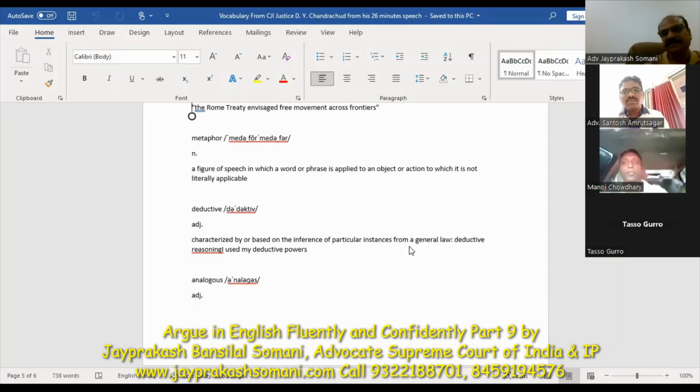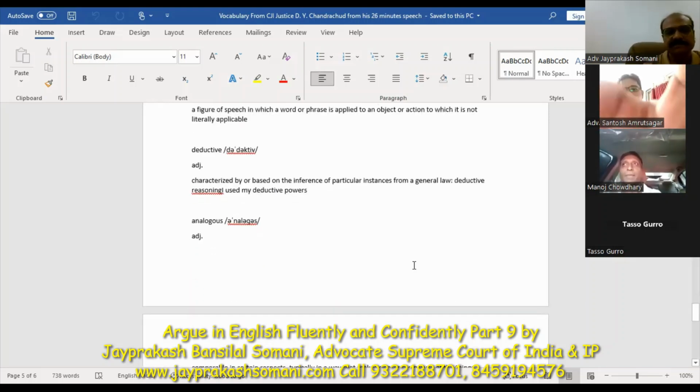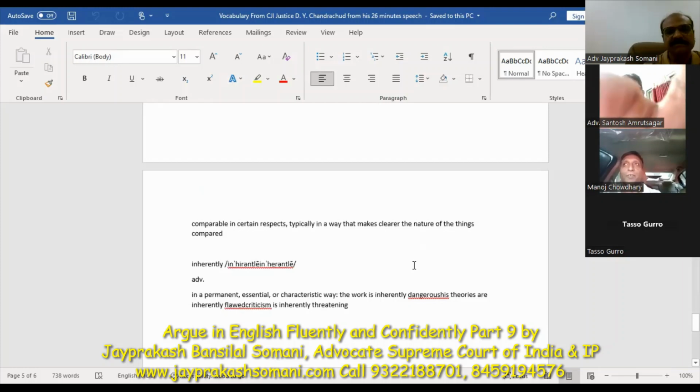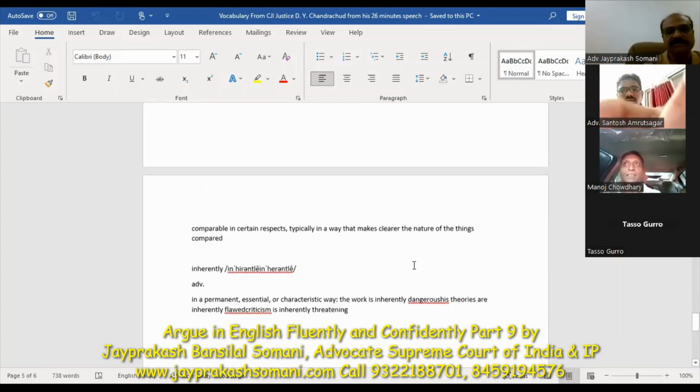Analogous. Similar. The CLB as per Company Act 1956 is analogous to NCLT in 2013. Okay.